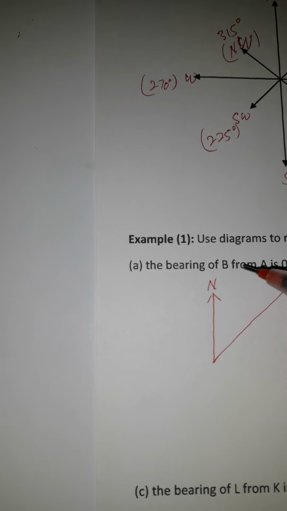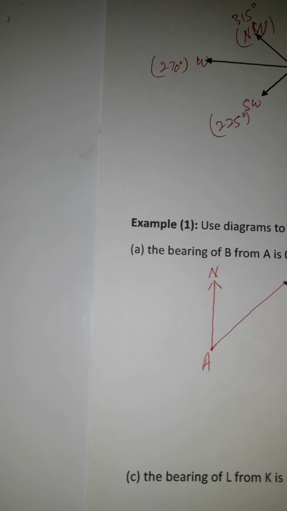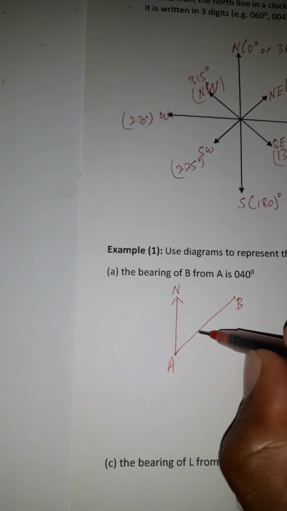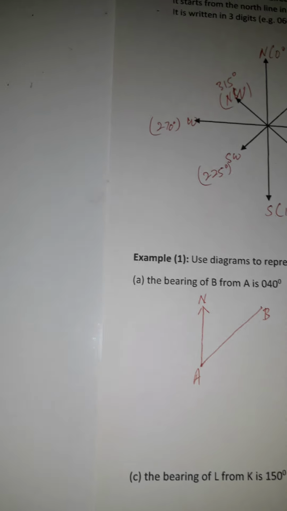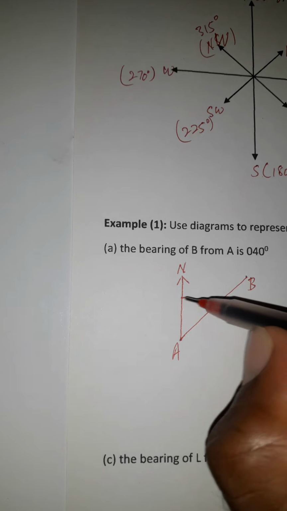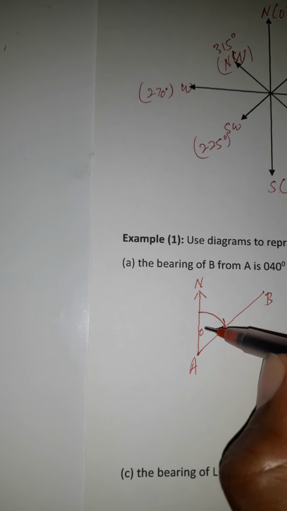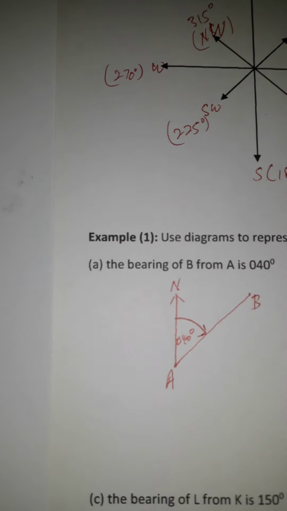So the bearing of B from A, we start at the point A. Here's our starting point and we end here. It doesn't matter how long you draw this line. This line can be from here to there, or it can be about that width or even longer. And the bearing starts from the north line in a clockwise direction, so it comes in this way. So here, and then I will put 0, 40 degrees. Good, so the diagram is as simple as that.